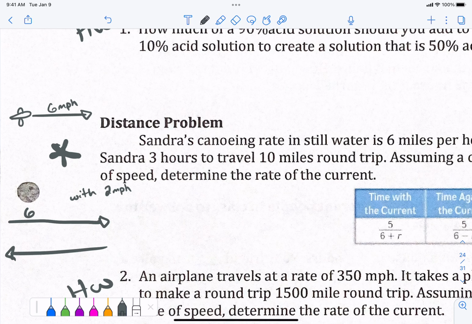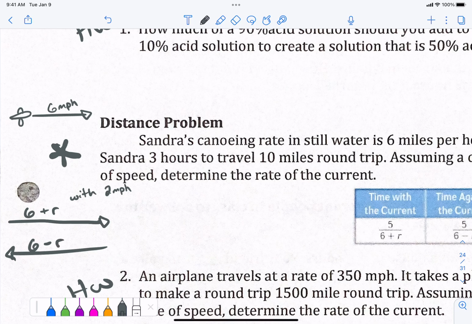How fast is it going to feel like she's going? 6 miles per hour. No, 2. It's going to feel like she's going 8, right? Okay, now let's say she's going against the current. How fast is it going to feel like she's going? 4, right? Okay, so 6 plus the rate and 6 minus the rate, right? Like going and coming back.